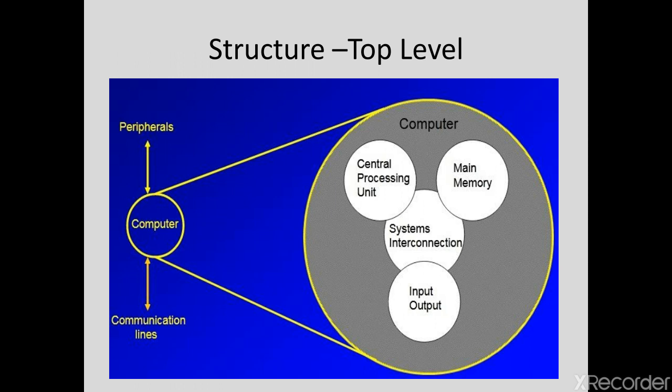So according to the previously discussed slides, let us talk about the structure of a computer system. This is the top level structure. A computer system is connected to peripherals through communication lines. If we expand this computer into various subsets, then we can see that a computer consists of a central processing unit, main memory, and input output systems, which are interconnected with each other through a system bus architecture.